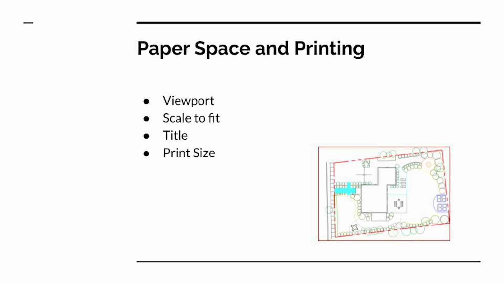Lastly, we move on to paper space and printing. This is the final step of the project, where we used things such as the viewport. We scaled the project to fit the page, we put our name and titled the project, and we decided what size we were going to print. We used a standard 11 by 8.5 piece of paper out of the printer and scaled everything to fit the viewport, and then scaled each project to a respective dimension.